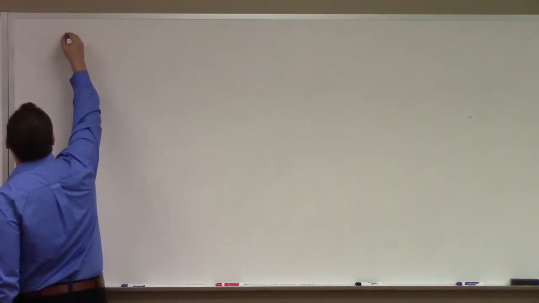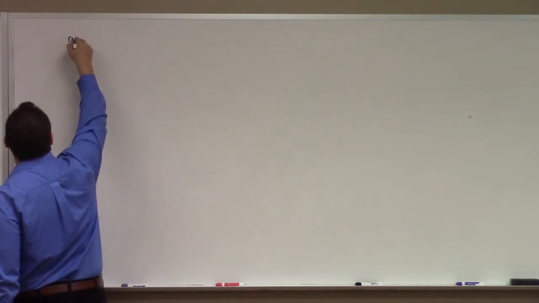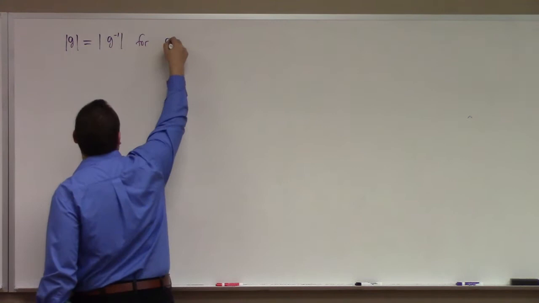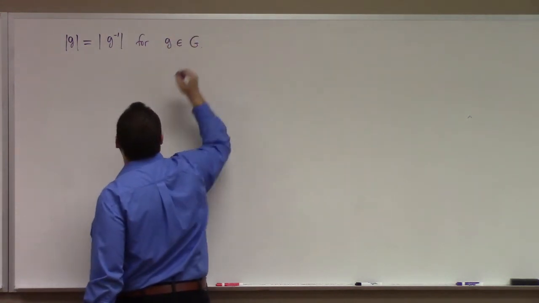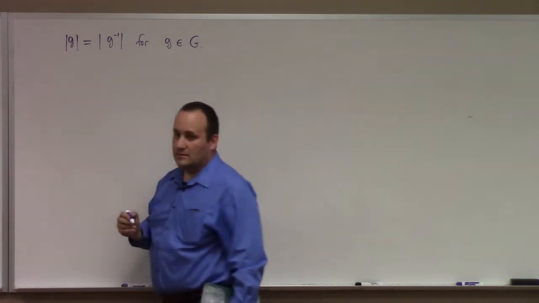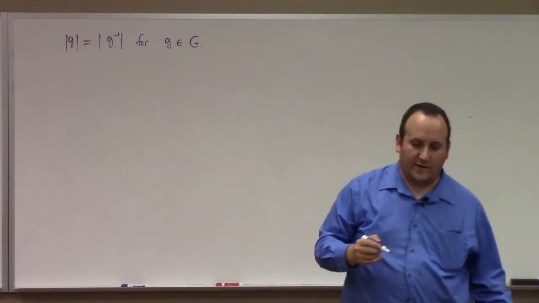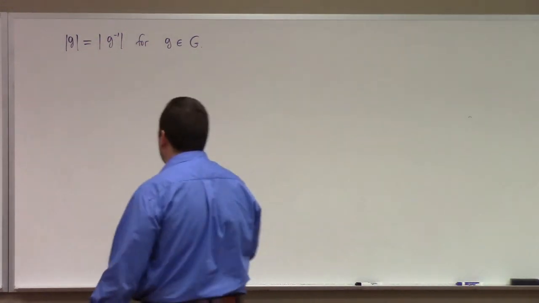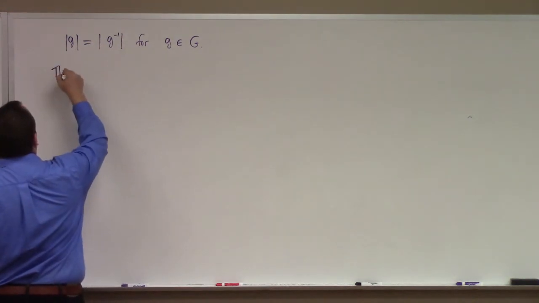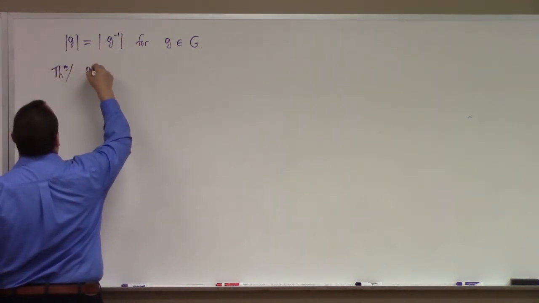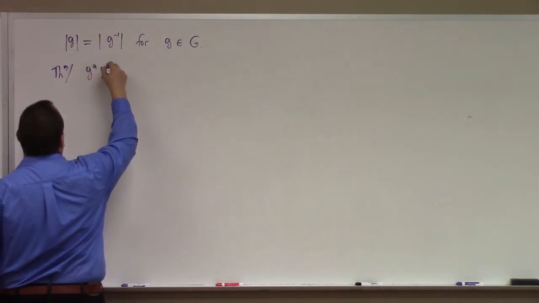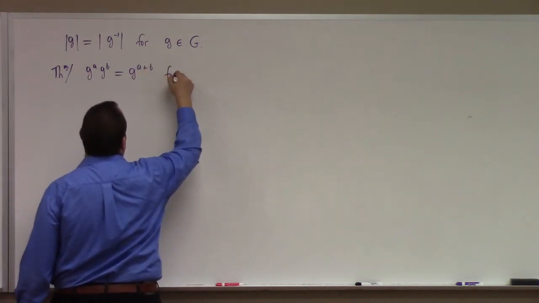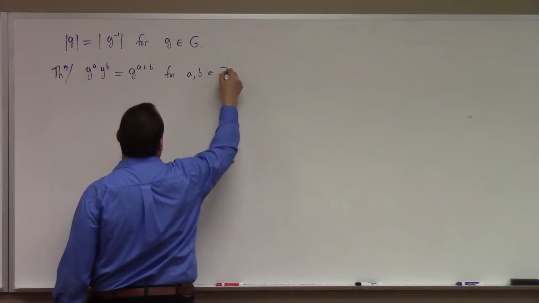Anyway, one of the things I needed was to show that the order of g is equal to the order of g inverse for g in a group. This is a problem that a lot of people were pretty far off on. What I personally needed in order to prove this with confidence was a little theorem: g to the a times g to the b is equal to g to the a plus b, for a and b in the integers.